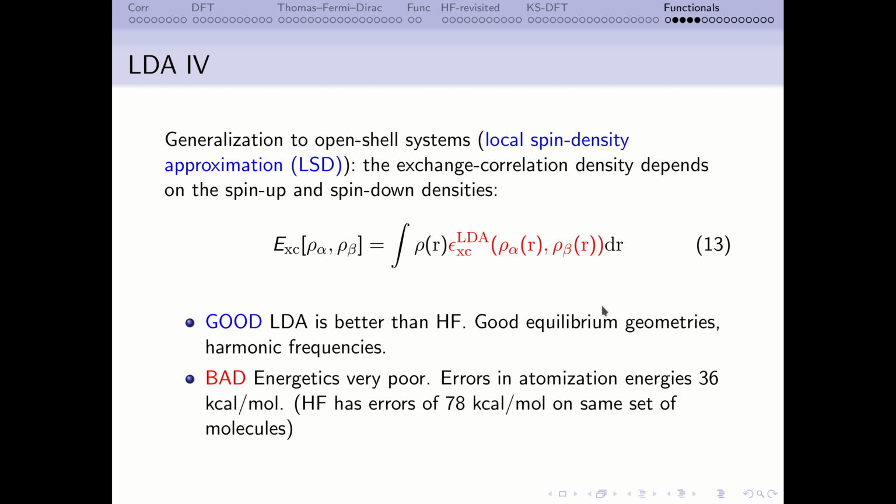Right, so you can generalize the LDA. In fact, it was done in the 65 paper to a local spin density approximation. Here's where you split the exchange correlation energy density into two parts, one for the spin up, one for the spin down. By the way, the LDA is already better than Hartree-Fock, although the energetics are poor in general. Putting in spin densities let you work for cases where you had open shell systems, or magnetism involved. It was much more general than the LDA.